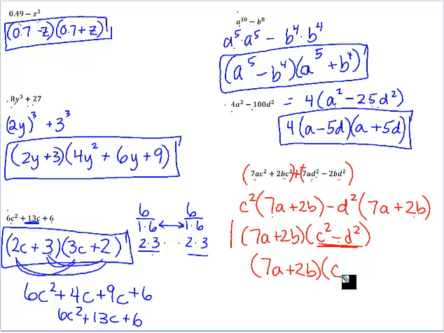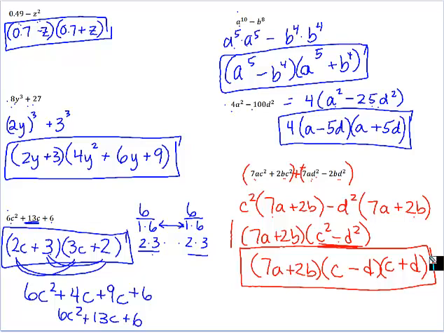And we know difference of squares. C squared is a perfect square of c. D squared is a perfect square of d. So we know it would factor to c minus d times c plus d.